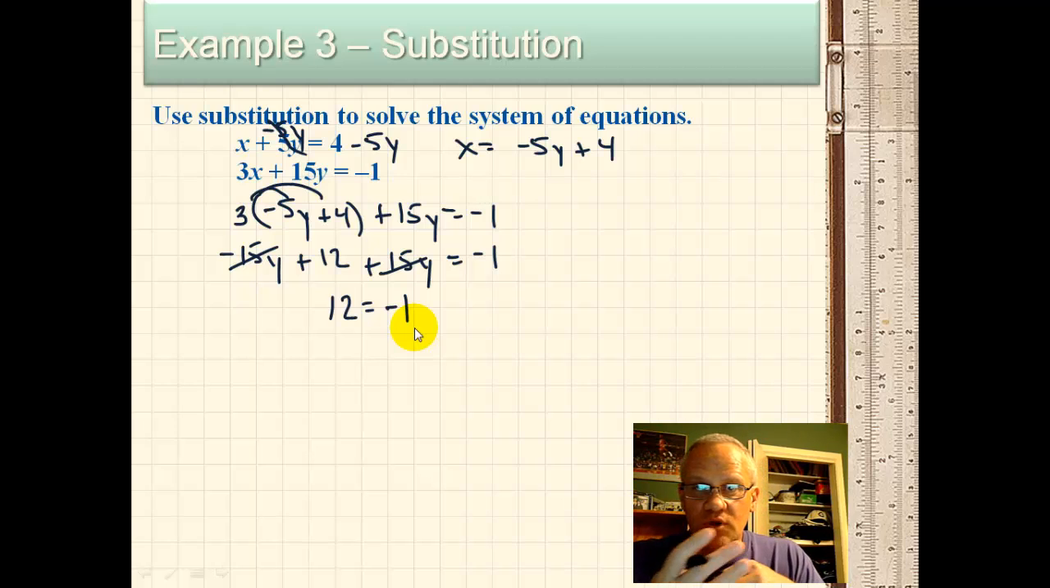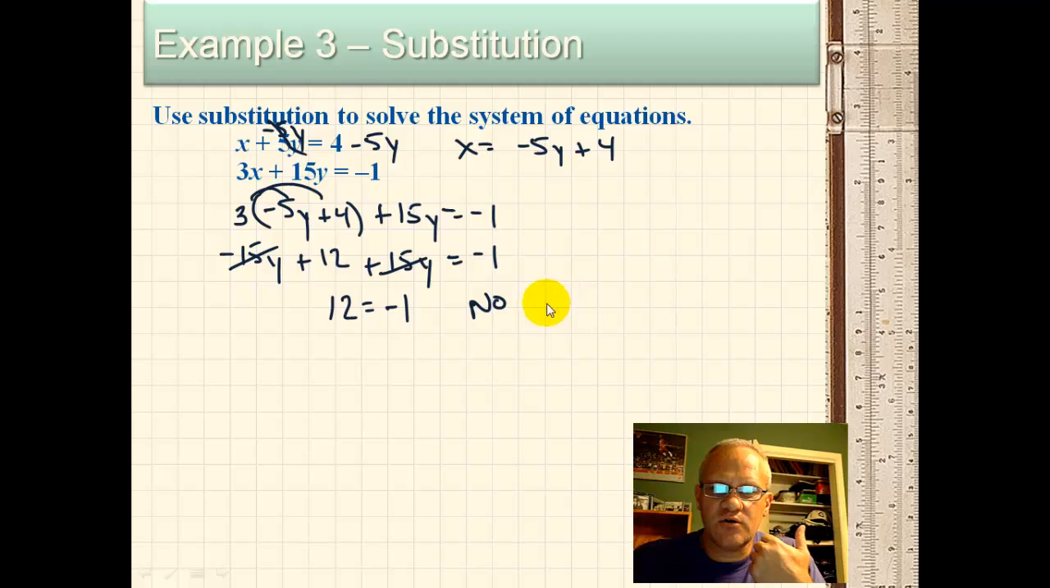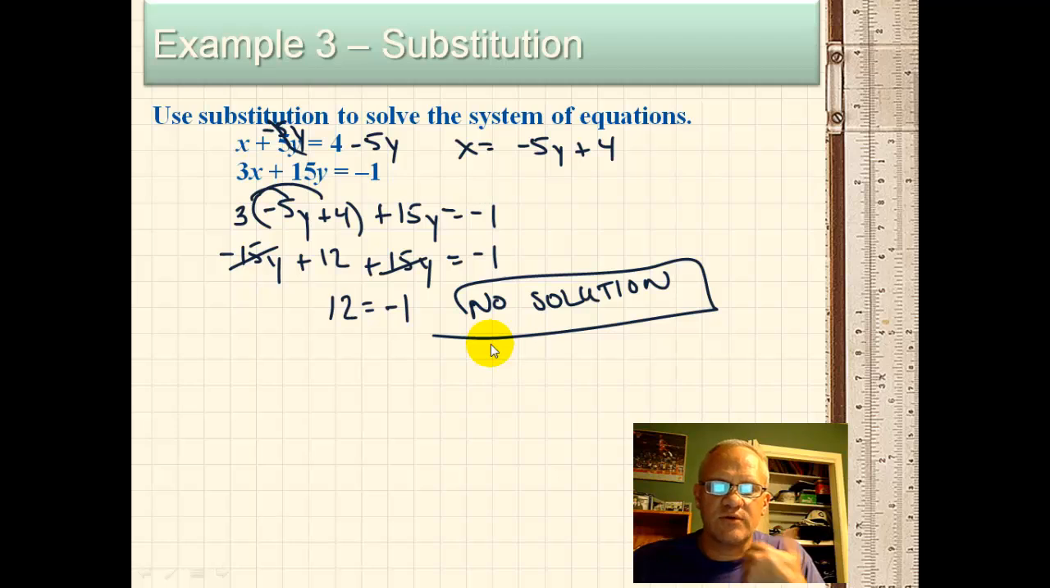Well, remember before what our possible answers were? It could be one solution where we'd have an x and a y. We could have no solution where the lines were parallel, or you could have infinitely many solutions where the lines were right on top of each other. What do you think if you got 12 equals a negative 1? Do you think it'd be infinitely many, or do you think it'd be no solution? Does 12 equal a negative 1? No. So this is how it looks when it's a no solution.